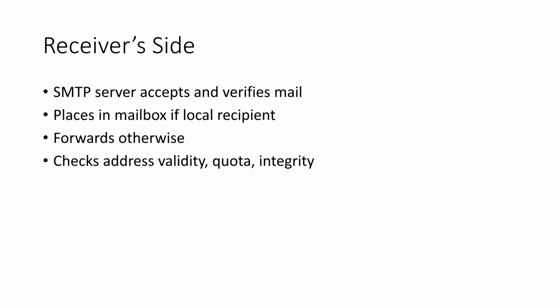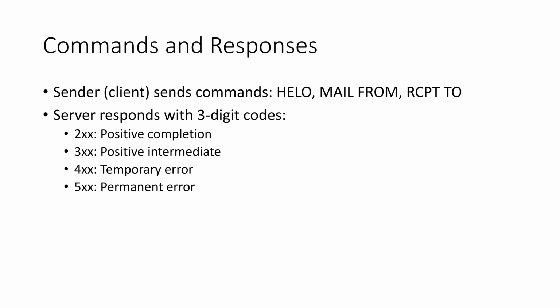Now, on the receiving side, the SMTP server first verifies whether the recipient is local. If yes, it places the mail in their mailbox. And if not, it may forward the message to another SMTP server closer to the destination. Additionally, it validates the recipient address, it checks for available mailbox space, and it performs a checksum to verify message integrity. And if any of these checks fail, the message is either returned or discarded.